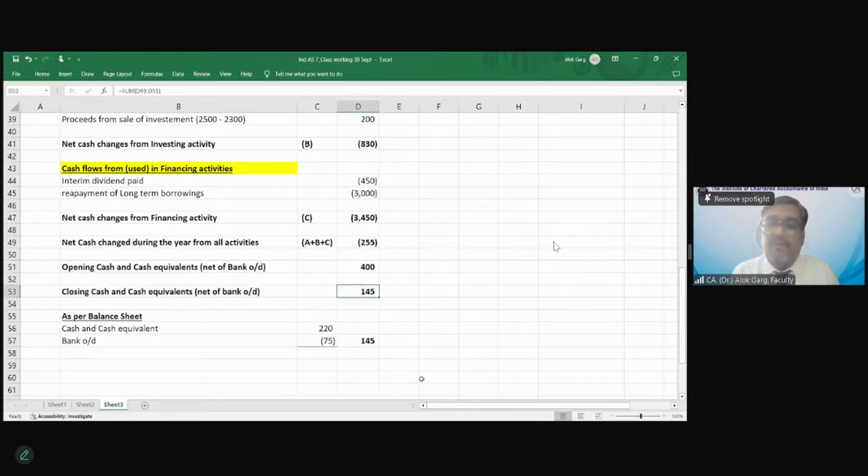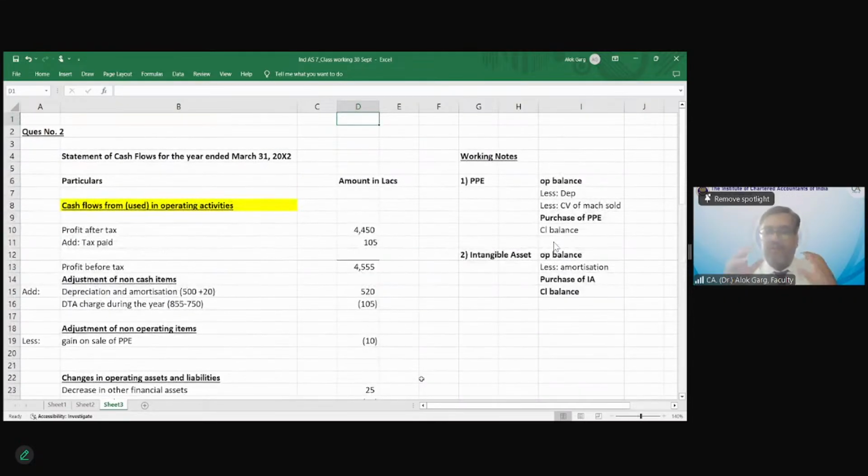So friends, have you got the comfort of how to prepare the cash flow statement? Yes, sir. Absolutely. Yes or no? Is that clear? Yes, sir. So now I'll discuss one question from the direct method. This was from the indirect method, so I'll cover one question from the direct method. Sir, I have one doubt.